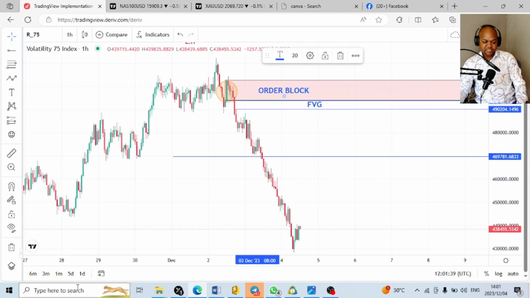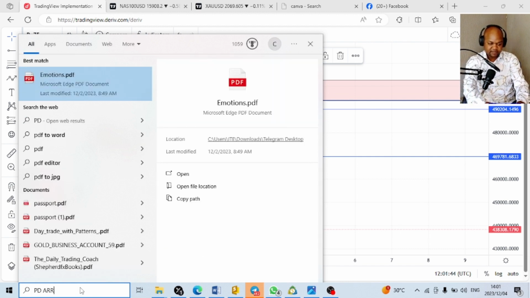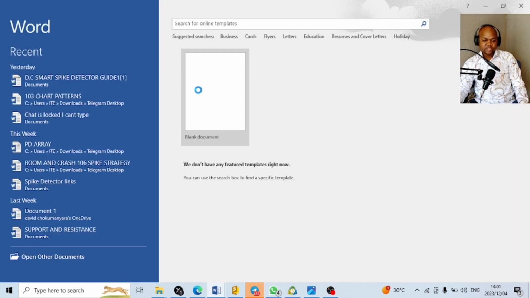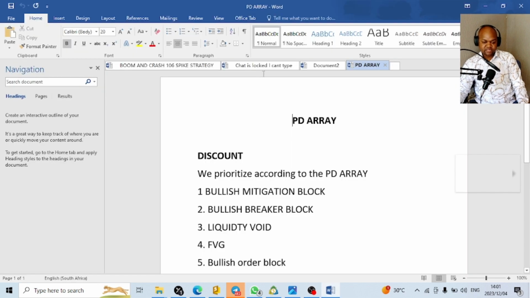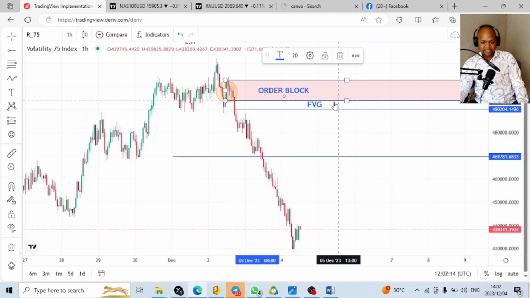So using our PD array, when we are in a discount, which one should we give priority to? Okay, we are in a premium, and according to the PD array, we need to give precedence, or give priority, to what? To old highs and old lows, a rejection block, if there's a rejection block, a bearish order block. So the bearish order block is coming after the what? The fair value gap. So there is a likelihood.